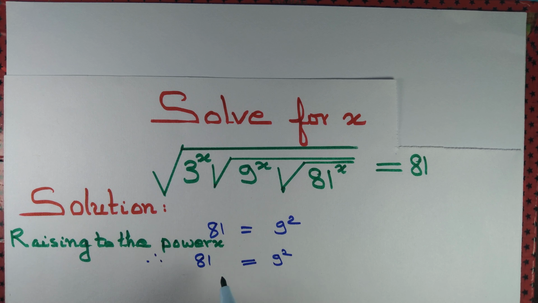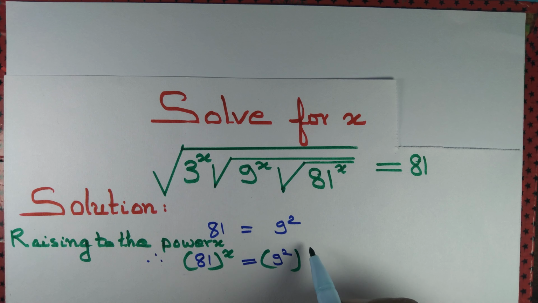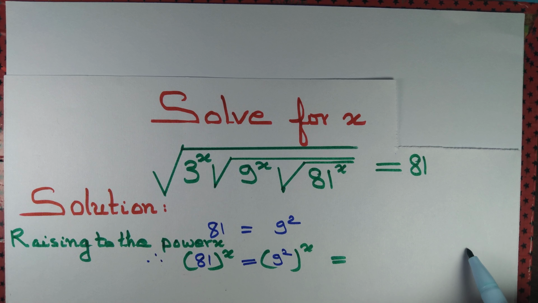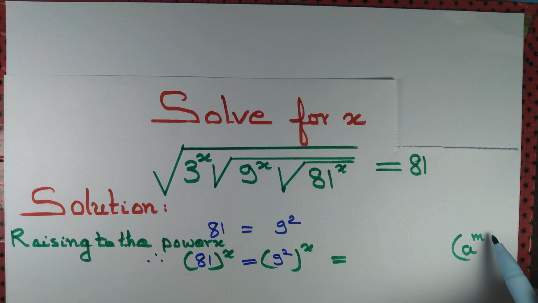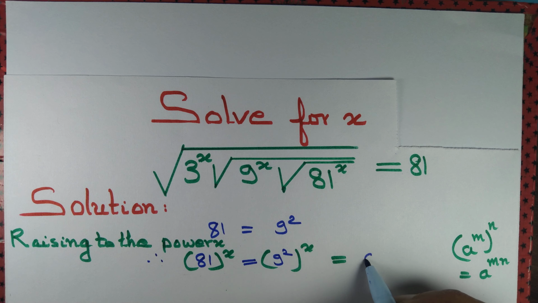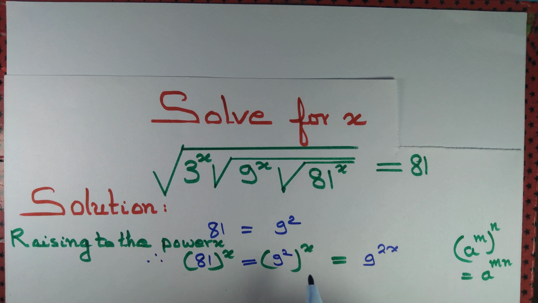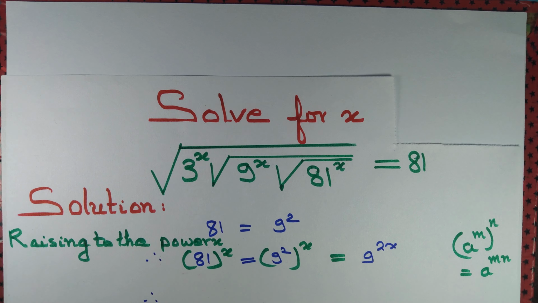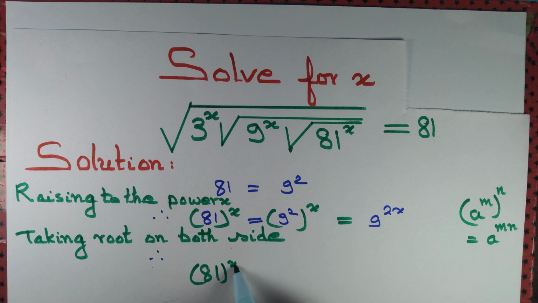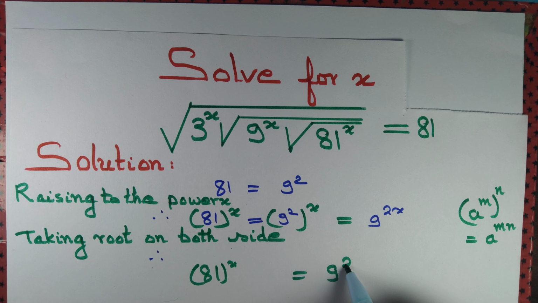So let's raise both sides to the power x. 81 to the power x equals 9 squared to the power x. Again, by the law of indices, a to the power m, whole thing to the power n, equals a to the power mn. So this can be written as 9 to the power 2x. Therefore 81 to the power x equals 9 to the power 2x.